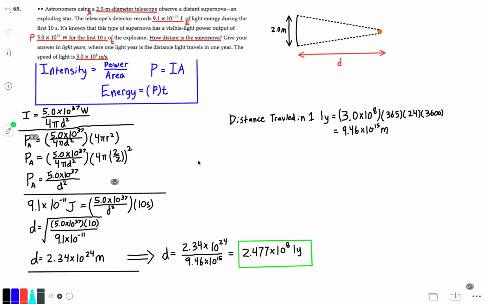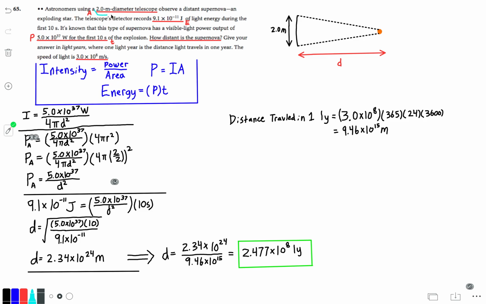In today's video, we will be discussing Physics 251, Week 9, Video Explainer problem number 65. For this problem, we are trying to figure out the distance between a supernova and our telescope. To start, let's go ahead and identify some of the givens.